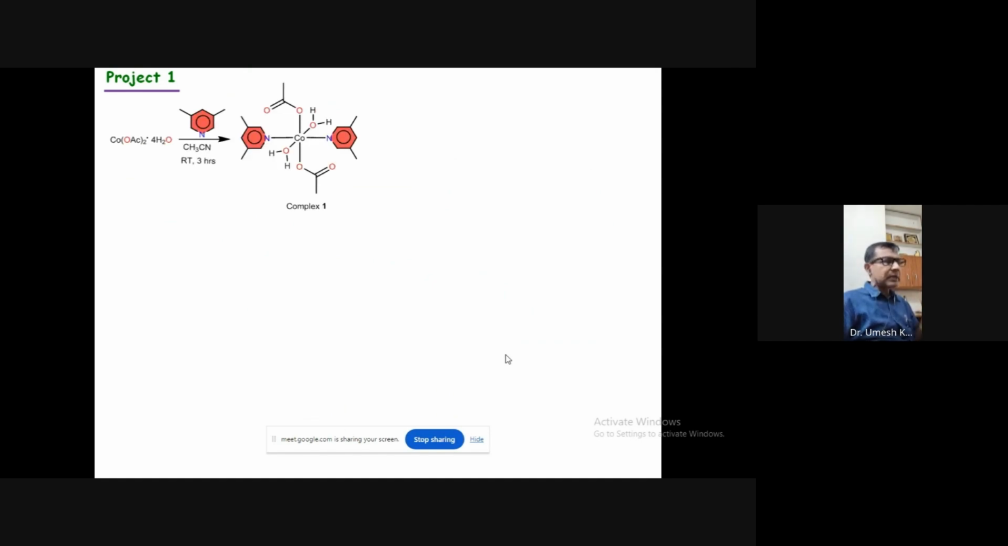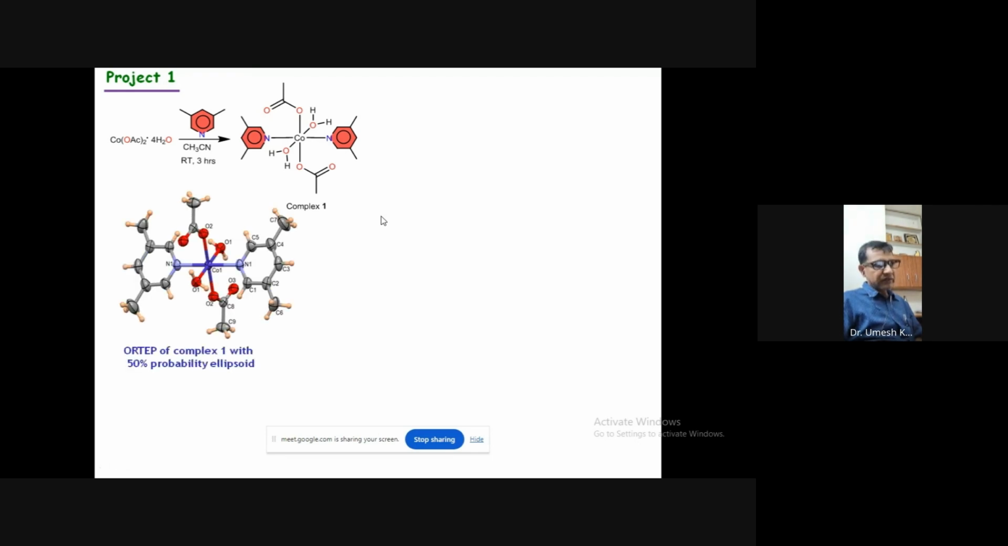This is a very simple reaction. We took cobalt acetate tetrahydrate and 3,5-dimethylpyridine, also called 3,5-lutidine, dissolved them in acetonitrile, and stirred at room temperature for only 3 hours. This gave a cobalt complex that has 2 acetate moieties, 2 3,5-lutidine moieties, and 2 water molecules.